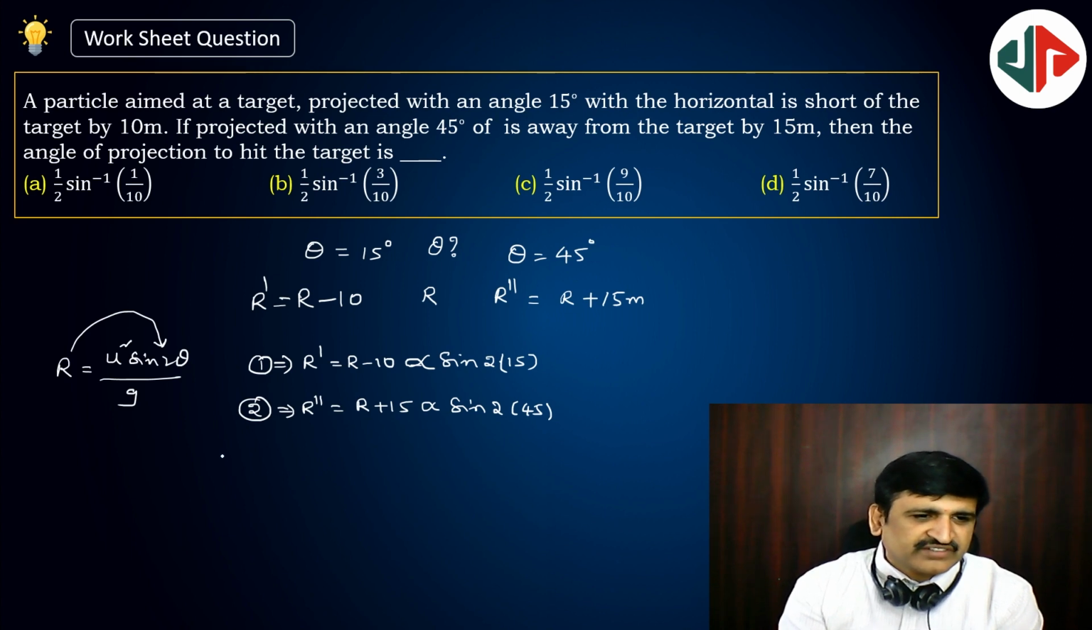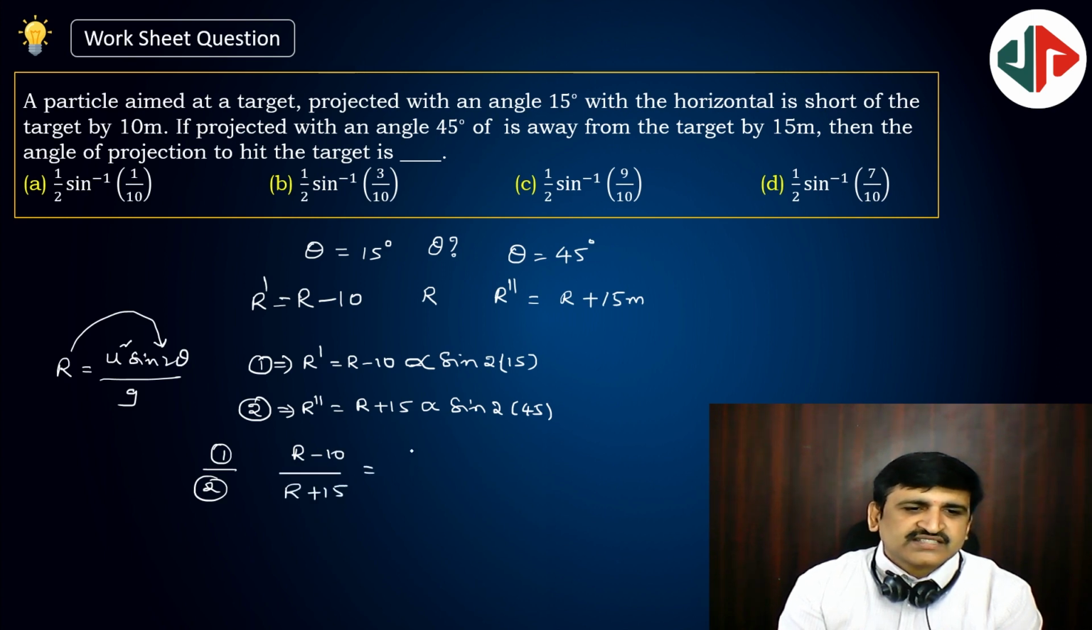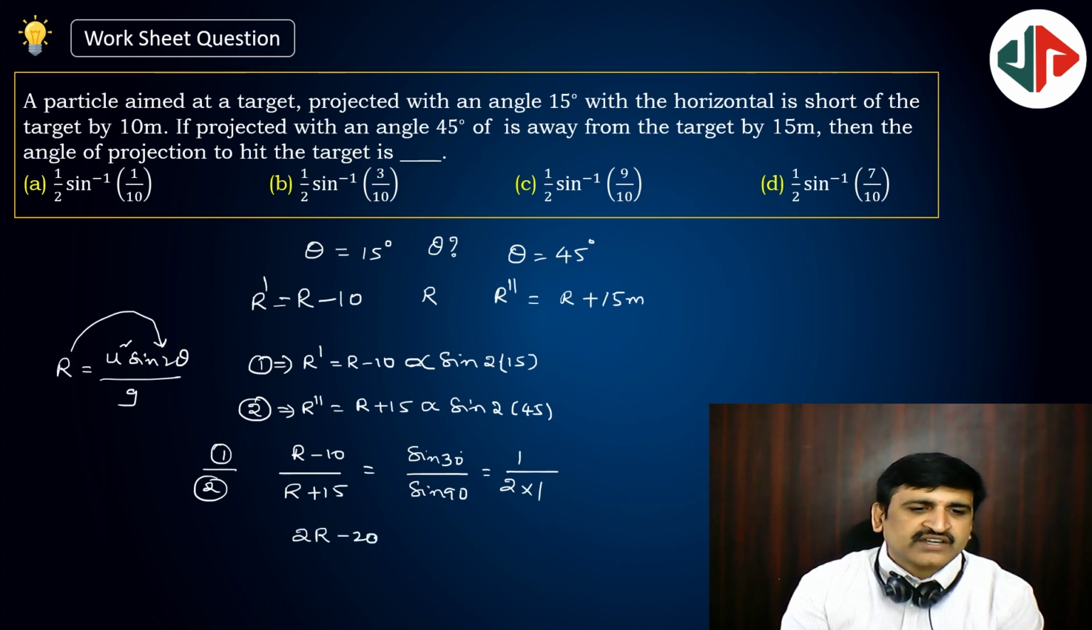Let us divide one with the other. R minus 10 by R plus 15 is equal to sine 30 by sine 90. Sine 30 value 1 by 2, sine 90 value 1. So let us cross multiply. 2R minus 20 is equal to R plus 15. So this will be R is equal to 35 meters.